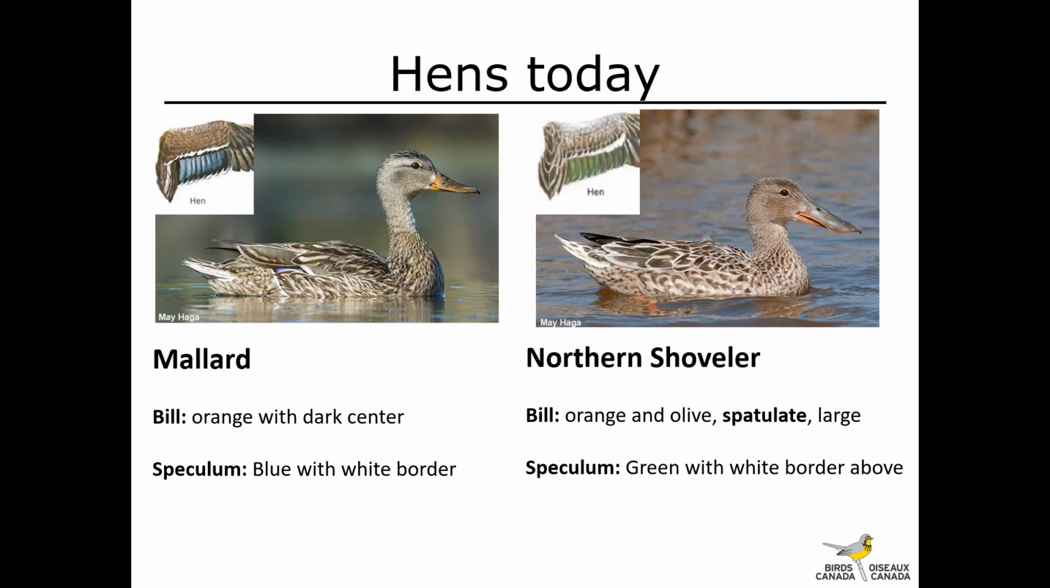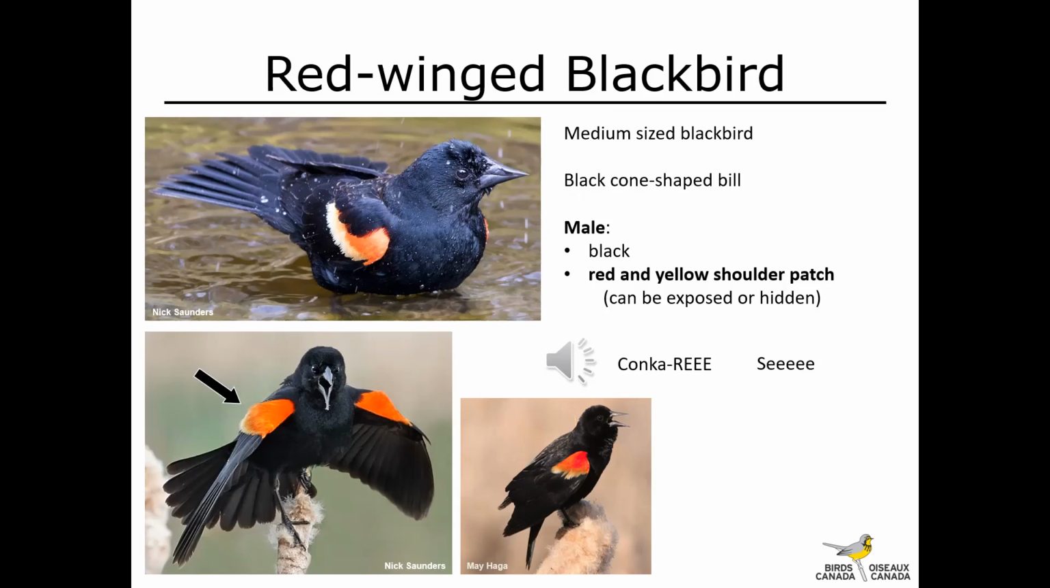Okay, on to some passerines. Passerines are small perching singing birds. So we've got the red-winged blackbird. I love the way blackbirds are named. You couldn't think of a better name for a species like this.